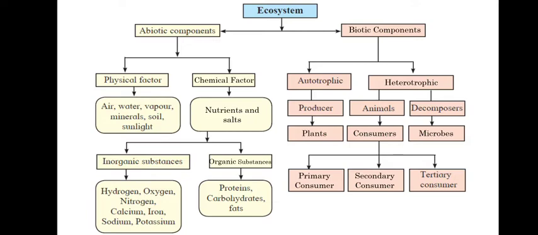Biotic components are again of two types, autotrophic and heterotrophic, right? Autotrophic means producers, which are plants, whereas heterotrophs will be of two types, animals and decomposers. Animals are consumers, which are again of three different types, primary consumer, secondary consumer and tertiary consumer. We have already seen what primary, secondary and tertiary consumers are in 9th standard, right? And decomposers are microbes like bacteria and fungi.